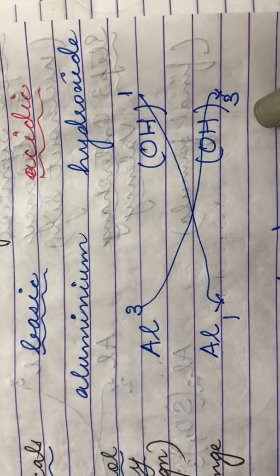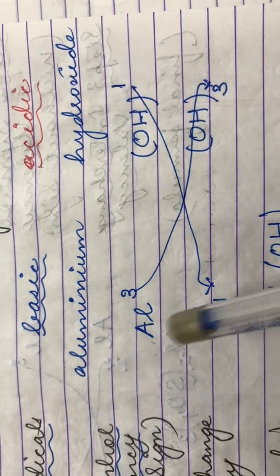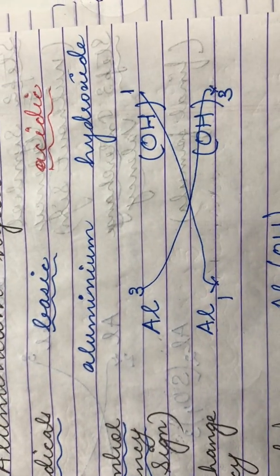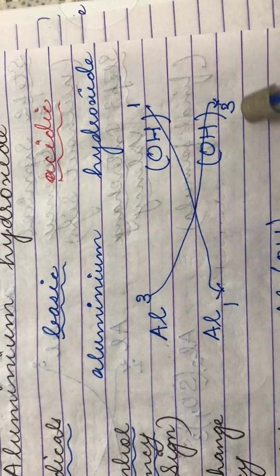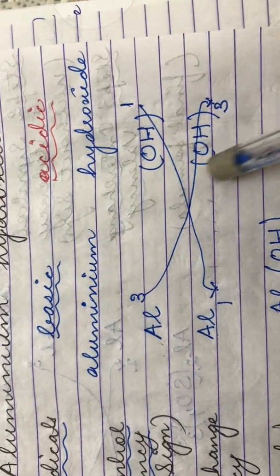In the next step, we show the interchange. For showing the interchange, we write Al as it is. We write OH as it is. We put it in a bracket. For showing interchange, you put a crisscross. So this 1 comes down here in the subscript of Al, and this 3 comes down here in the subscript of OH. Make sure that you put this OH in a bracket since the 3 is with the entire formula of OH.